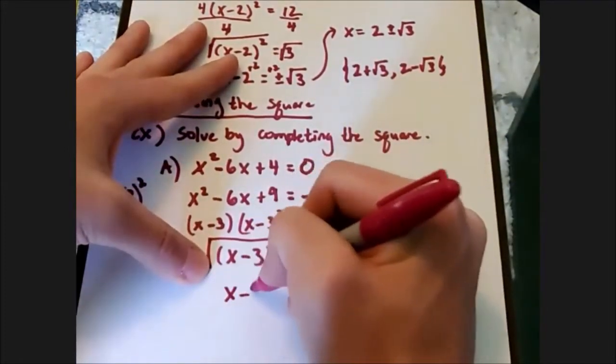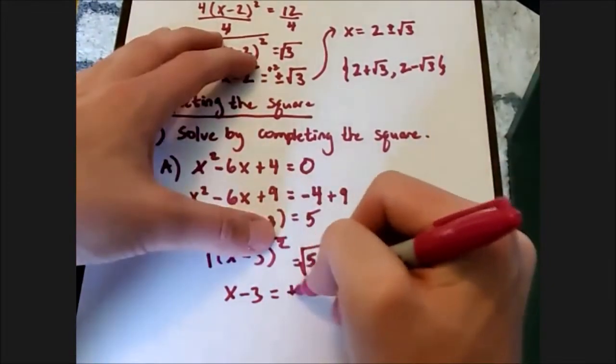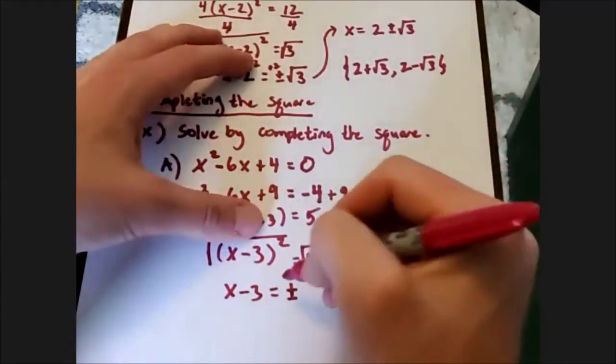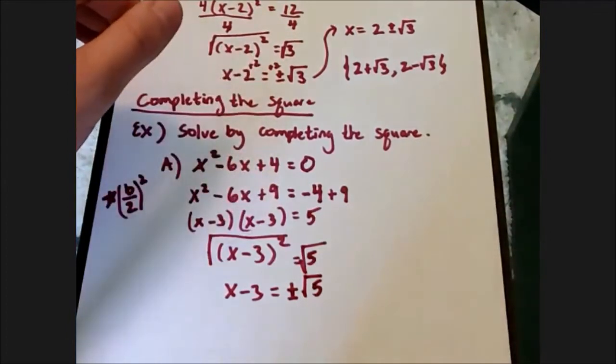That leaves me x minus 3 on the left. On the right, I'm going to have to put a plus or minus because I'm inside of an equation and I just employed the square root. And then, of course, square root of 5 is one of those deals where you're not going to be able to break that down any further because 5 is prime.